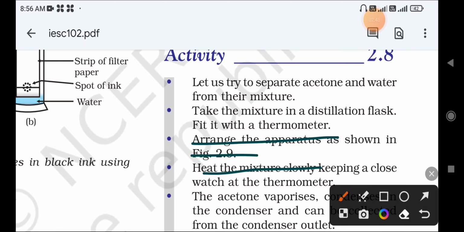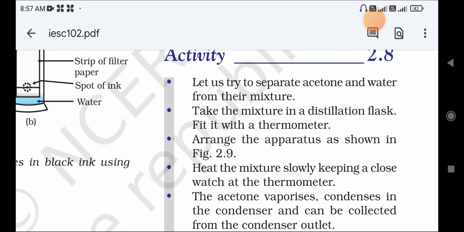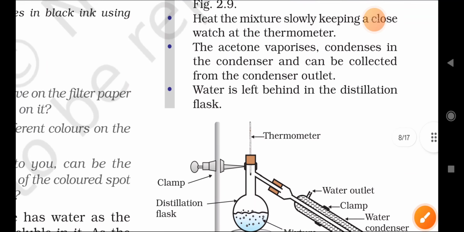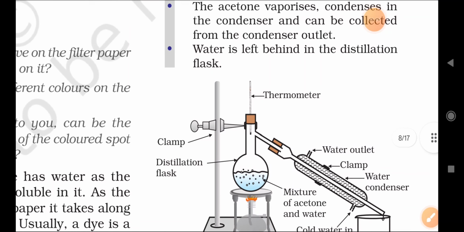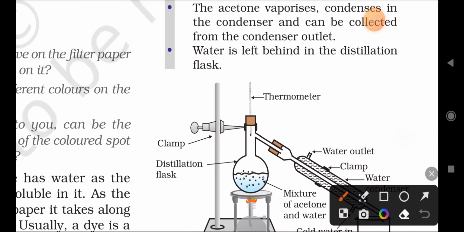Heat the mixture slowly, keeping a close watch on the thermometer. You have to heat the solution and also observe the thermometer, how the temperature is varying, whether it is increasing very rapidly or slowly.